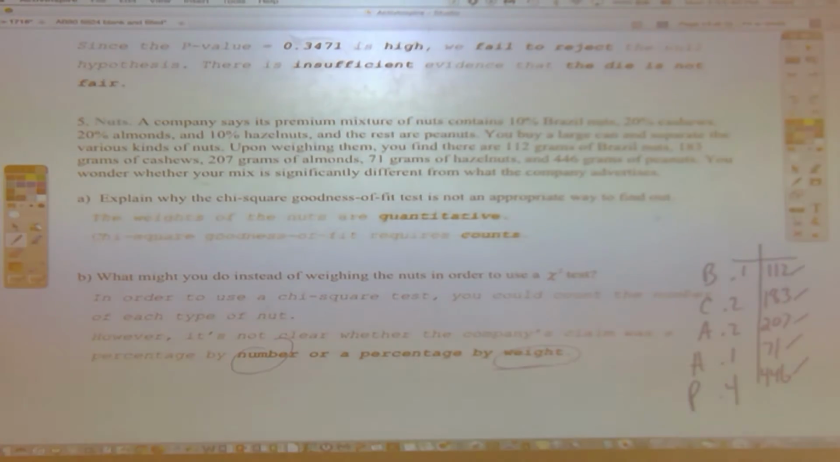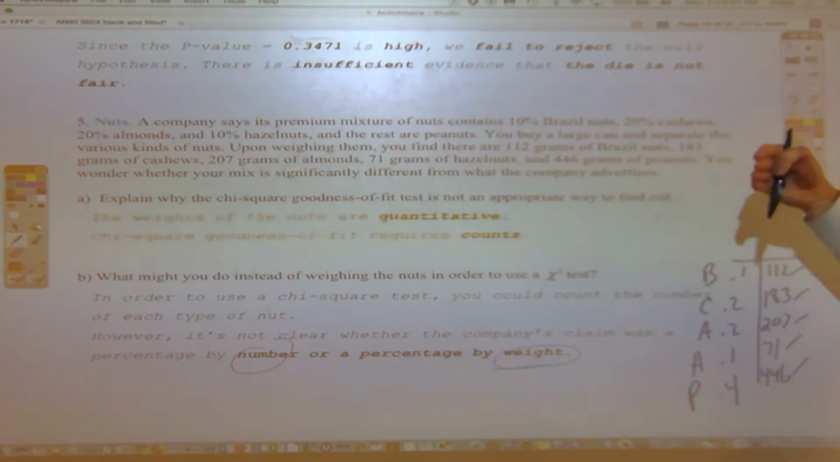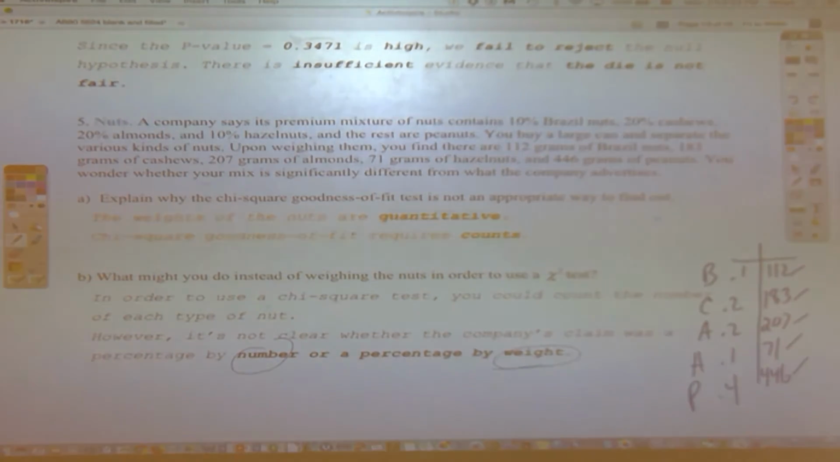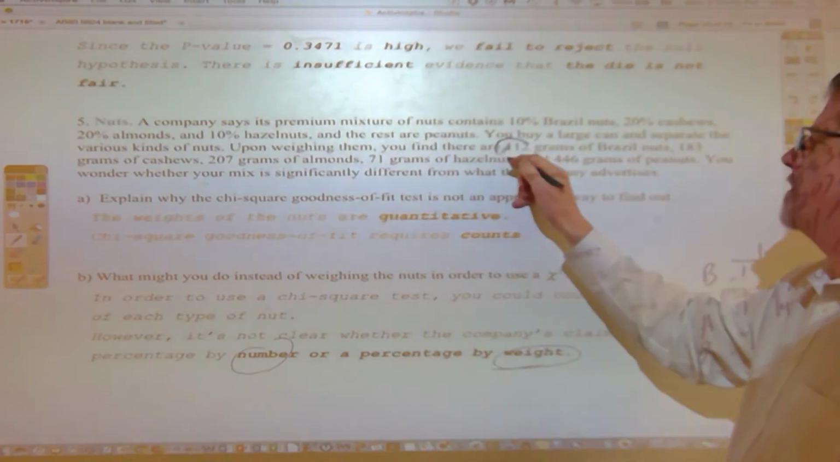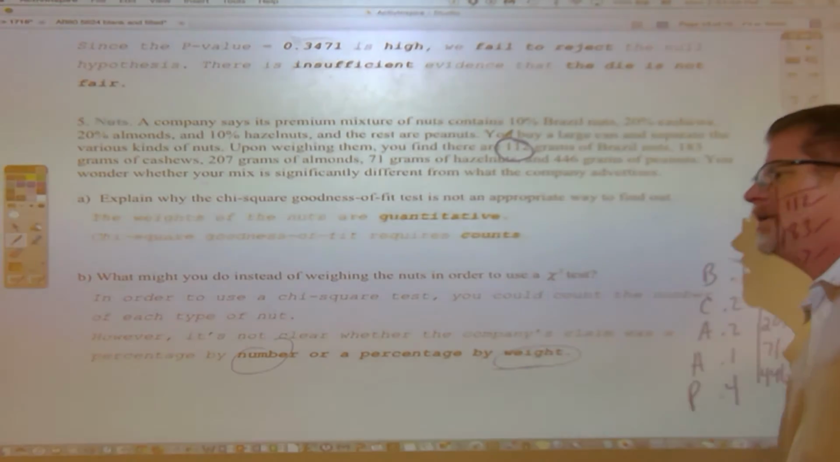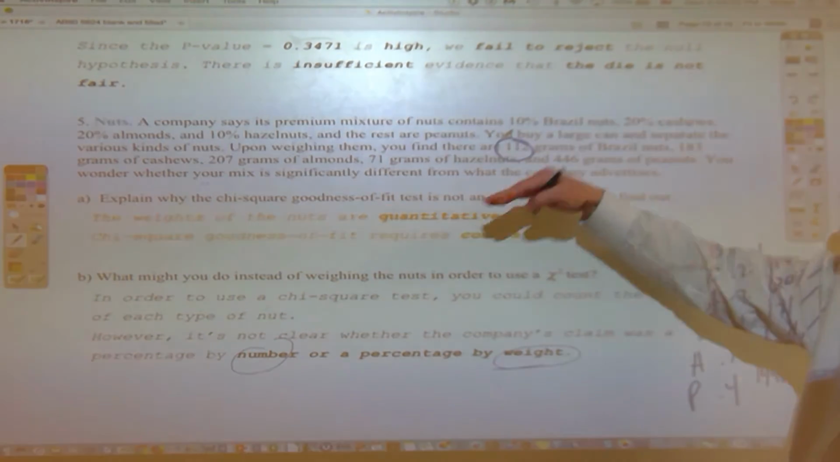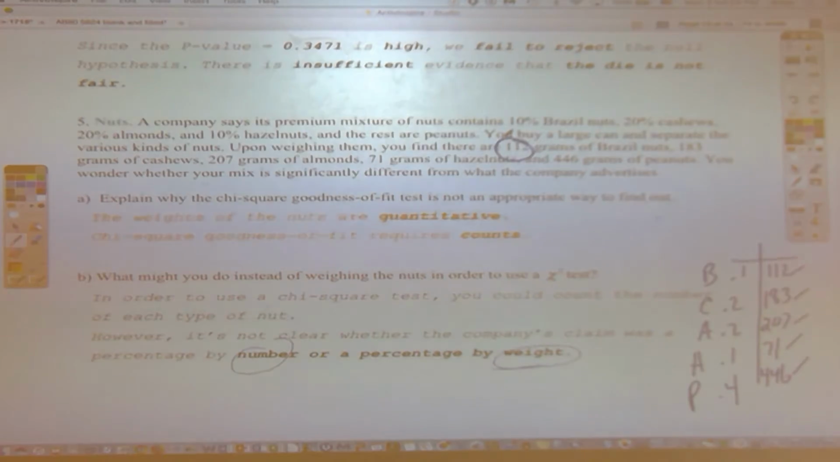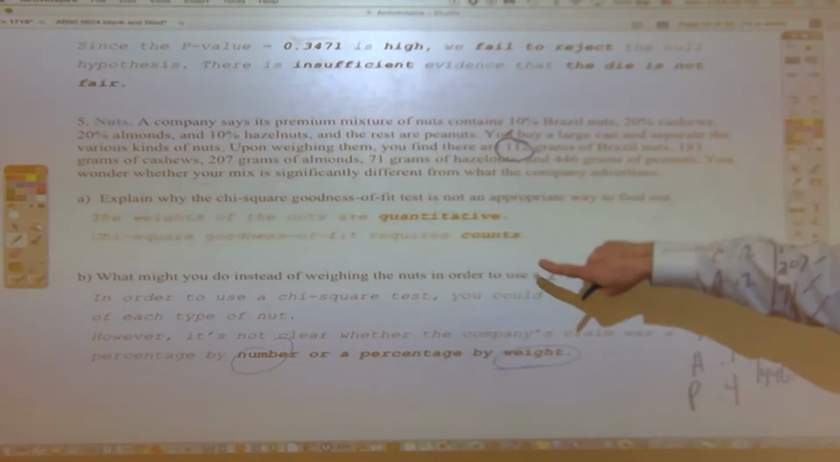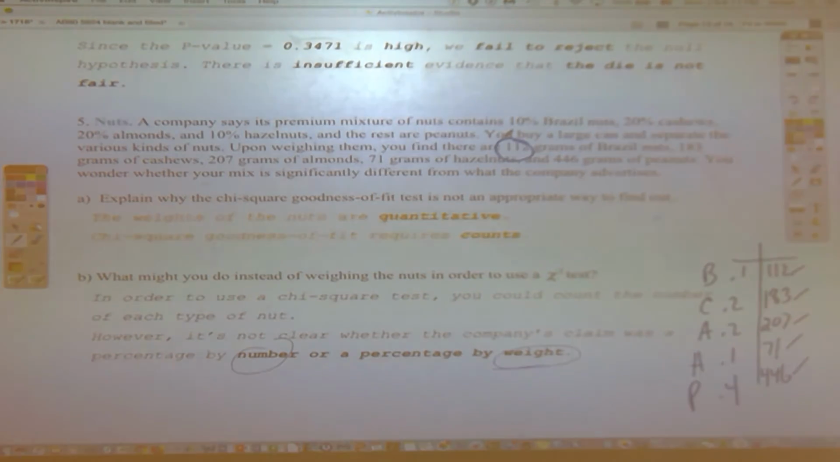we've got a fundamental problem here. The weights of the nuts are quantitative. What are we doing? Are we counting nuts like a body count after a ship sinks, or are we putting them on a scale? Once you put them on a scale, you realize, wait a second, this is not counted data, this is measured data. And so chi-squared is out. However, what might you do instead of using the chi-square test?